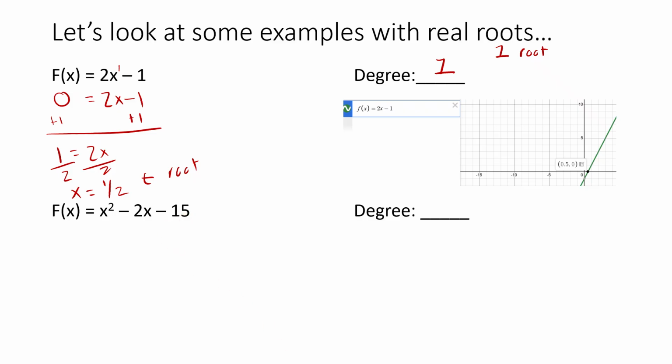Now my next function here, this is a quadratic. The highest exponent is degree 2, and so we are expecting this to have 2 roots. Well, we can plug in the 0 there. And now we are in a position to factor.